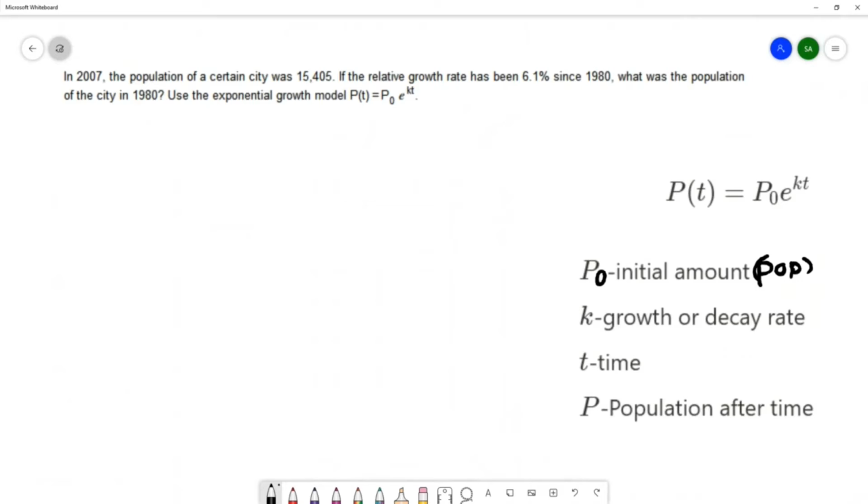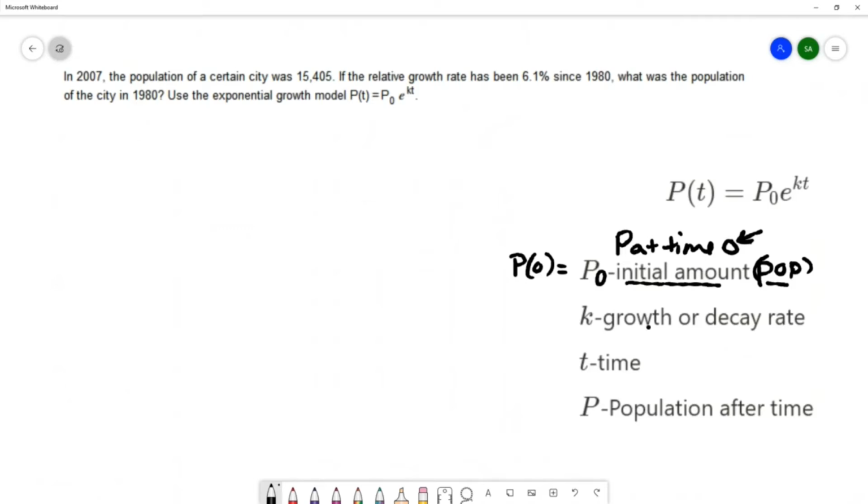It's a shorthand for saying P at time 0, which we generally write P of 0. And that's why we call it the initial amount or the initial population, because time 0 is the beginning, the initial.